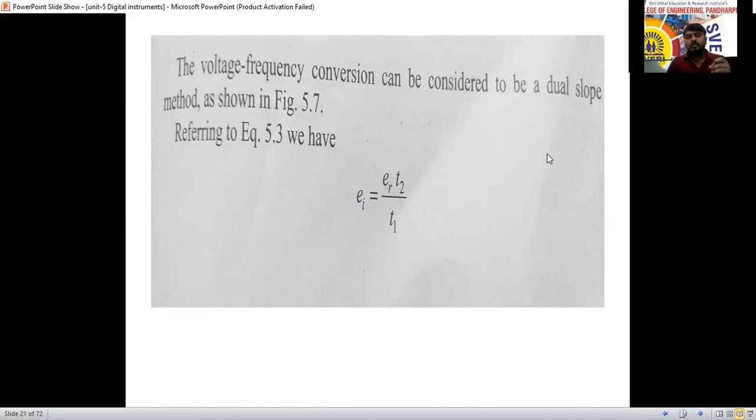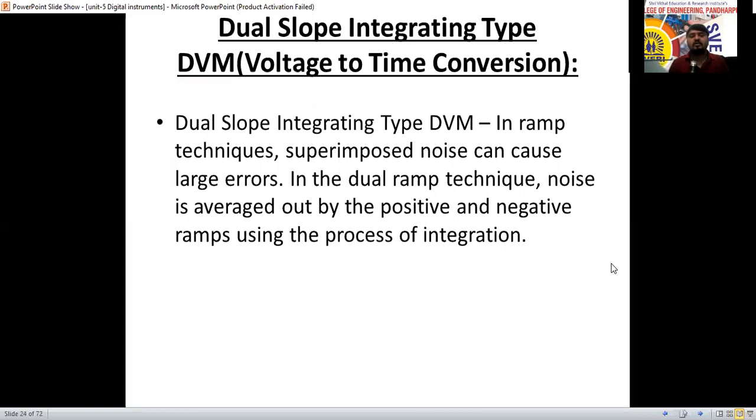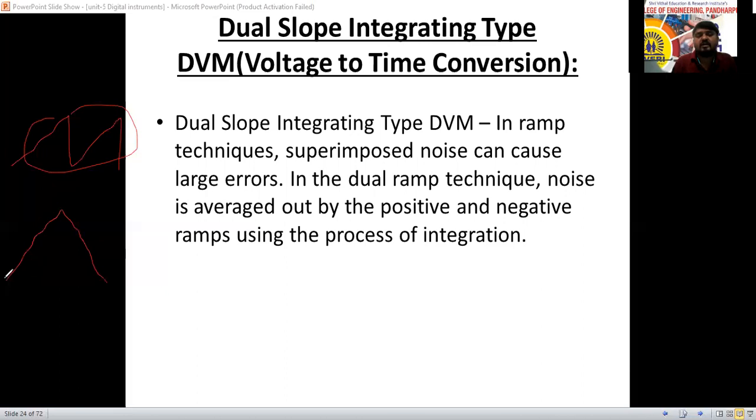No, sir. So the third one that we will go to is the dual slope integrating type. We are going to use dual slope here instead of one. In the integrating type, the slope increases and suddenly drops to 0, then increases again and drops to 0. Not like that here. In dual slope, it increases, and at the same linear level it has to decrease. This is one slope, and this is another slope. So the name is dual slope integrating type digital voltmeter.